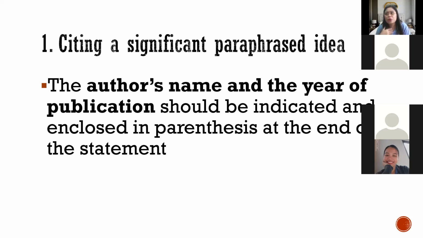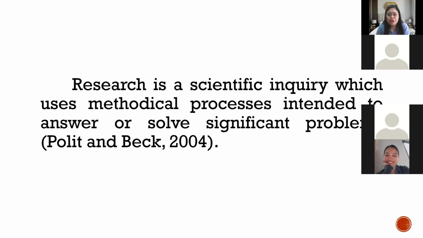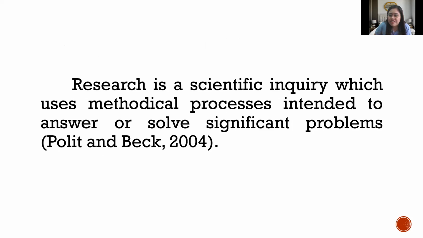So how are we going to write the parenthetical citation? The author's name and the year of publication should be indicated and enclosed in parentheses at the end of the statement. Let me give you an example. This one is an example of a paraphrased idea. Research is a scientific inquiry which uses methodical processes intended to answer or solve significant problems. At the end of the sentence, before the period, I have here the parenthetical citation.